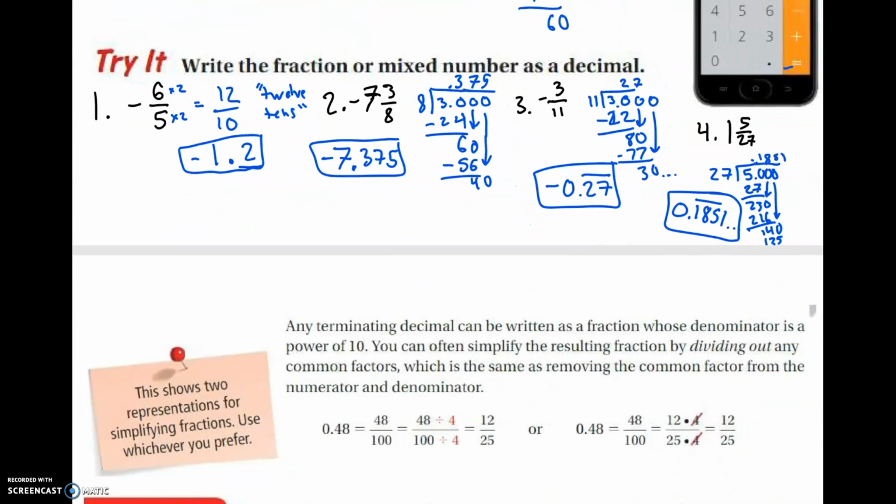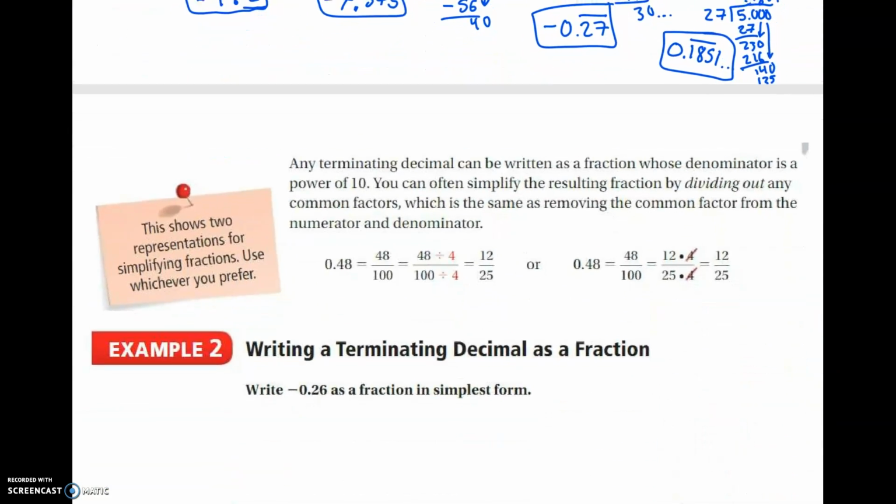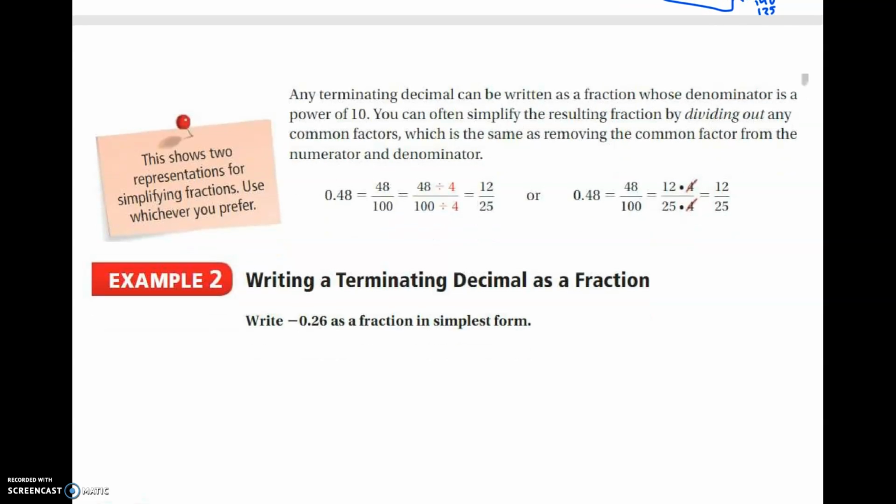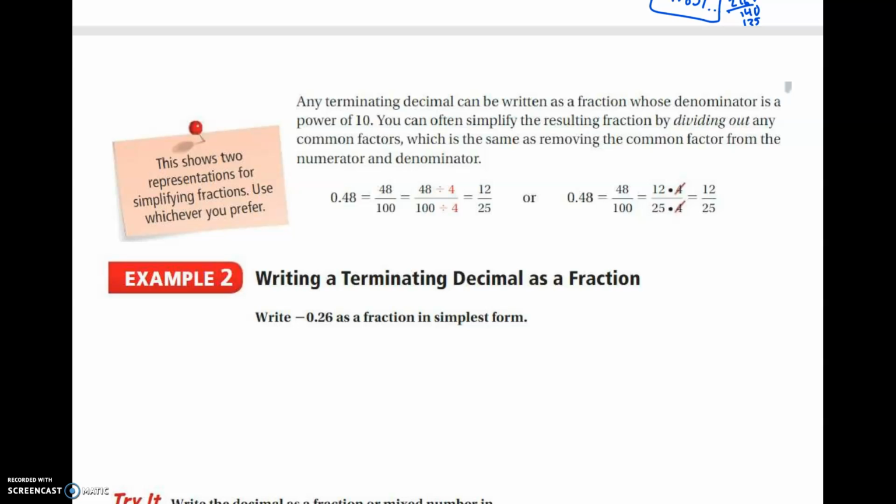All right, so moving on to the next portion. Now here's the deal. Any terminating decimal can be written as a fraction whose denominator is a power of 10. This is kind of a shortcut way of getting those decimals to fractions. So to convert decimals to fractions, you just need to get the denominator as a multiple of 10. So 100, 1,000, tenths, etc.